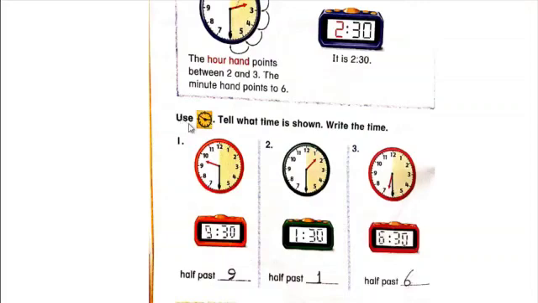Okay? Here, use an analog clock to tell what time is shown. Write the time. Here, example number 1. First, look at the hour hand, it is in between 9 and 10. The hour hand passed 9 but didn't reach 10. So here, on a digital clock, on the left side, you will write the hour. The hour here where passed 9. So you will write here 9. And here, the minute hand is pointing to 6. 6 means that 30 minutes passed. So you will write here 30 minutes on the right side.